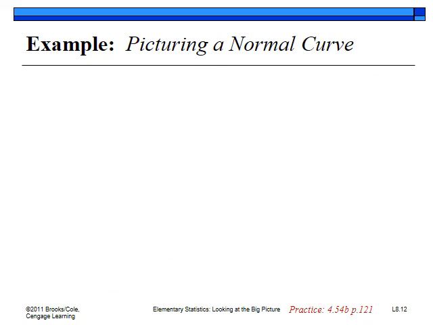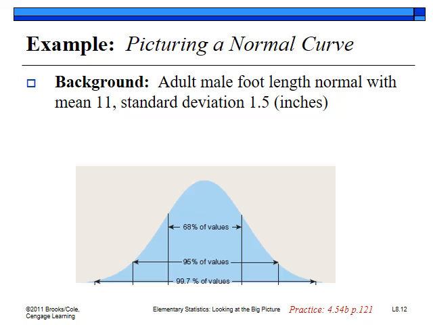So how do we display this? Here's our normal curve. We're looking at the population, so using the curve is appropriate. The mean is 11, the standard deviation is 1.5.